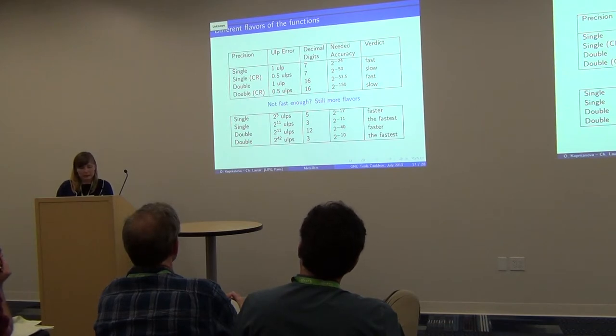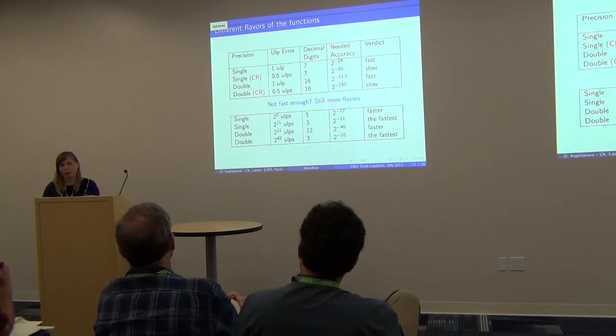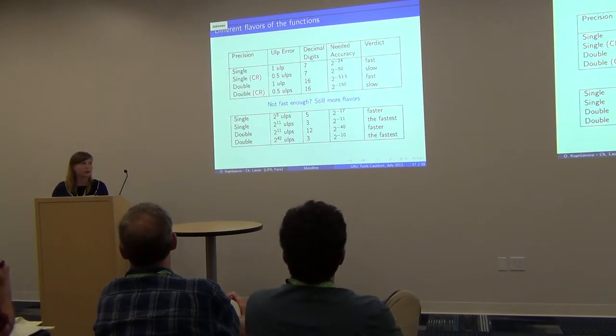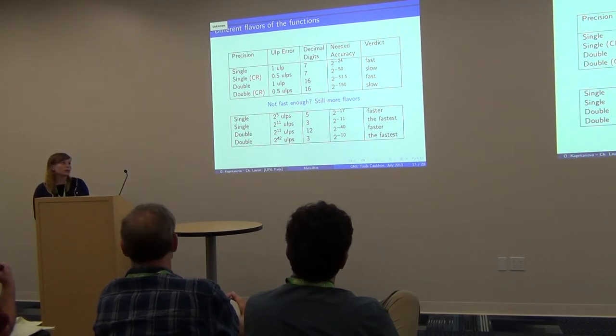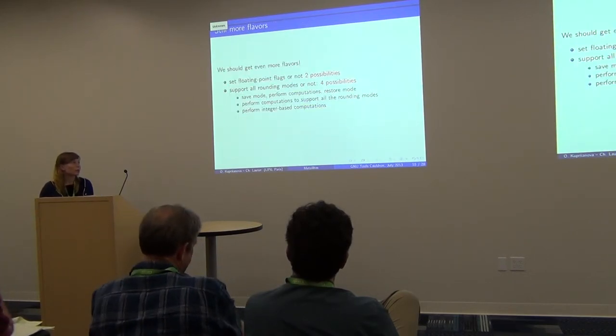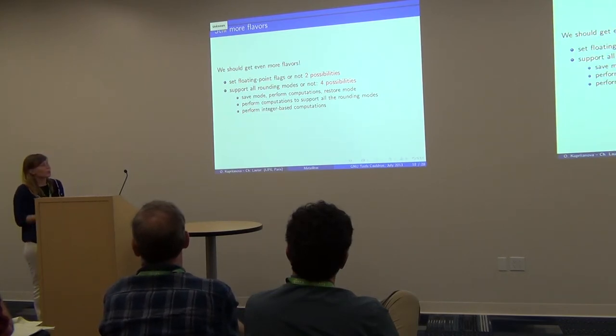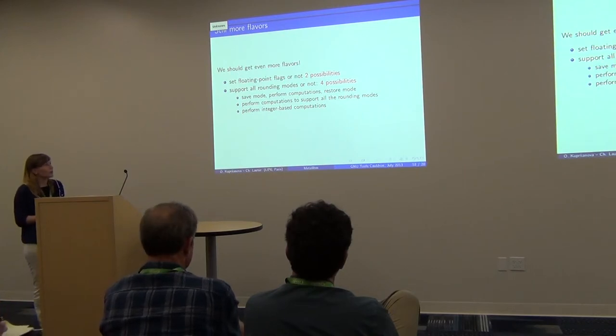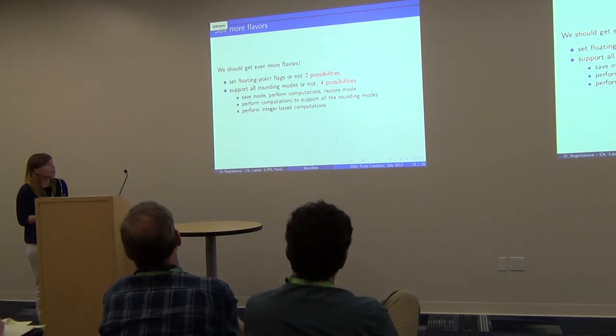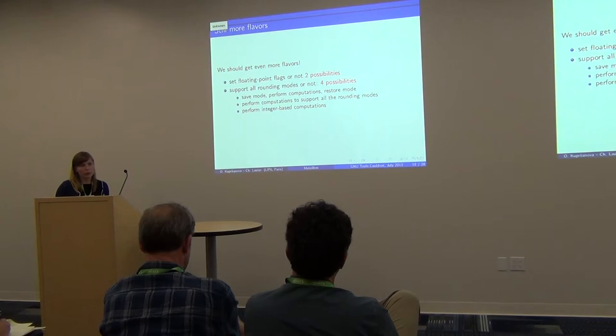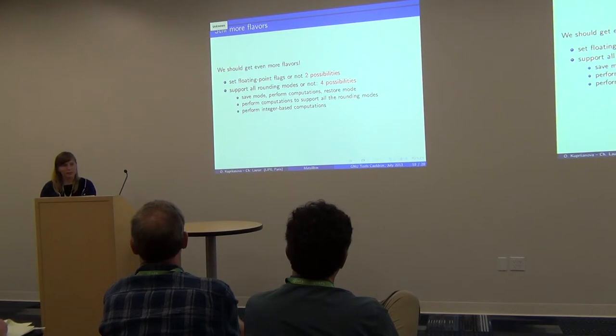When we implement the functions in floating point arithmetic, we need to support floating point modes and flags. So this gives us even more flavors of our implementations. We can set floating point flags or not, so it gives us two possibilities. If we support rounding modes, we have three variants. We can save the mode, perform all the computations, and then restore it. But it will be problematic if at the same time we had a signal and we can just restore it.